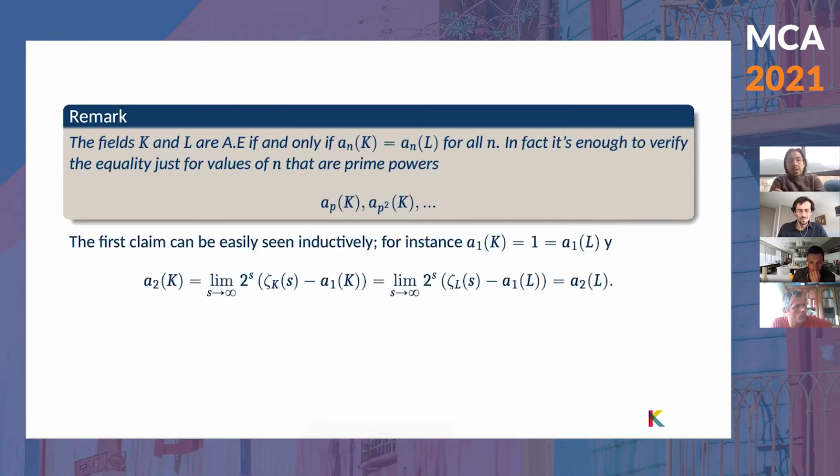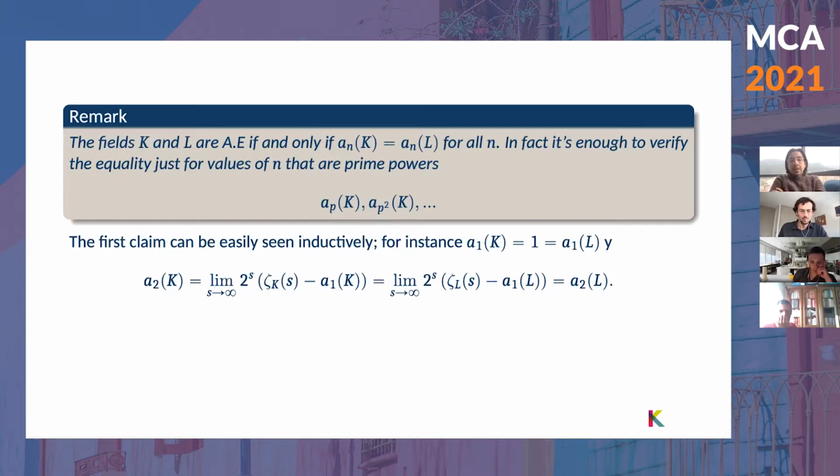The first claim is something about Dirichlet series, but here you can do it by hand. If you have the two Dedekind zeta functions and you want to know when they are the same, you just have to compare the coefficients. The first coefficient, a_1, is 1 for both of them because there's only one ideal of norm 1. Then inductively, using the convergence that you have, you can discover that the other coefficients are the same, as explained on the slide.